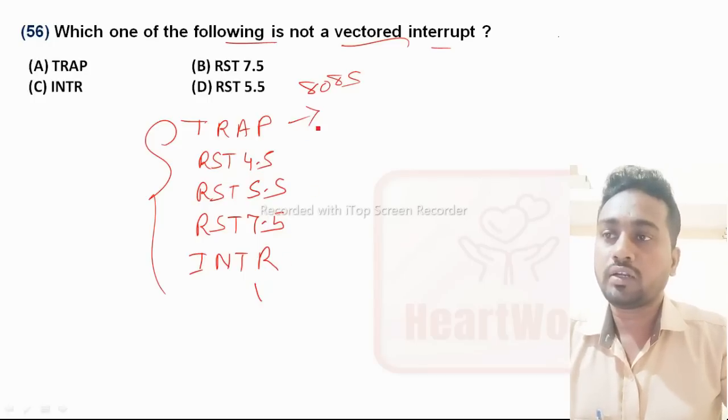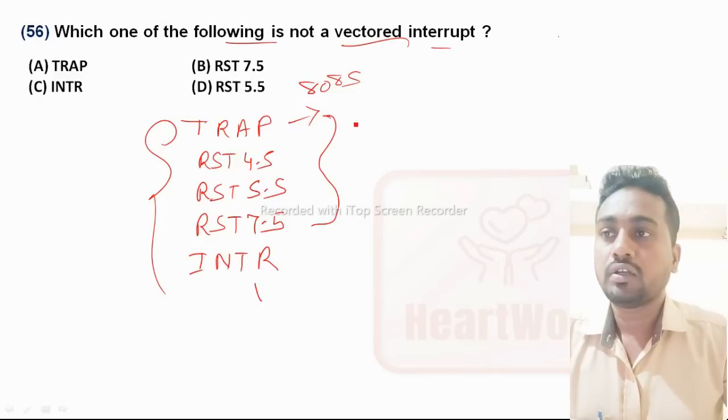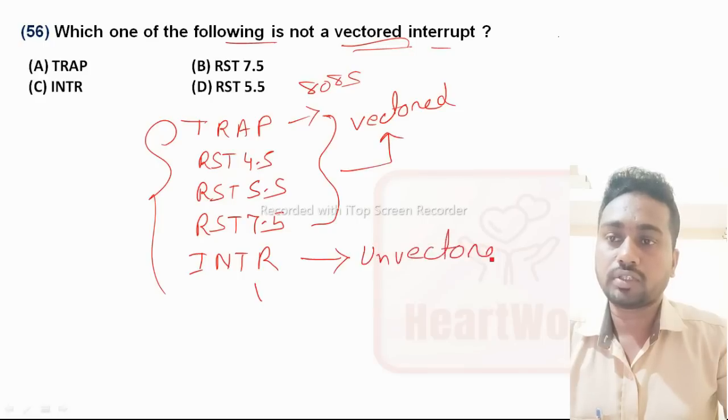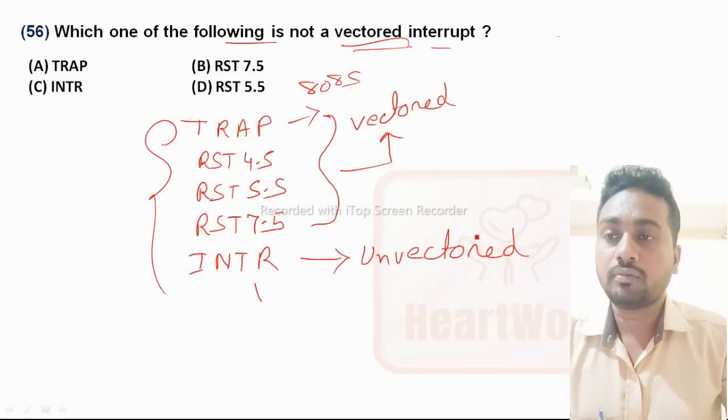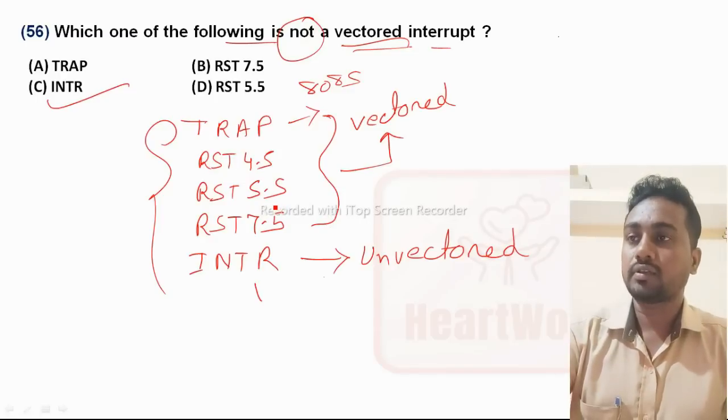So what does vectored interrupt signal mean? When the microprocessor knows the location of the signal, it is called a vectored interrupt signal. The location is already defined in the microprocessor. These are TRAP, RST 4.5, RST 5.5, RST 7.5. These 4 signals are called vectored signals. And INTR is called an unvectored interrupt signal, because in the microprocessor the address is not defined. So here it is asking not a vectored, so INTR is not a vectored signal. Option C is the right answer.